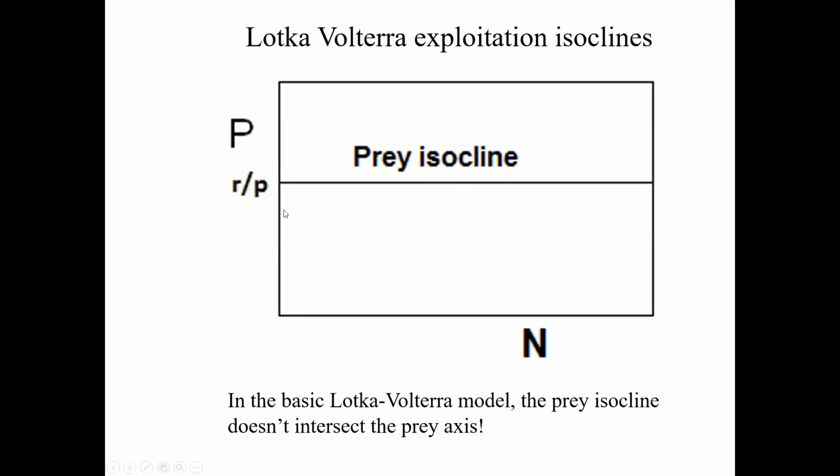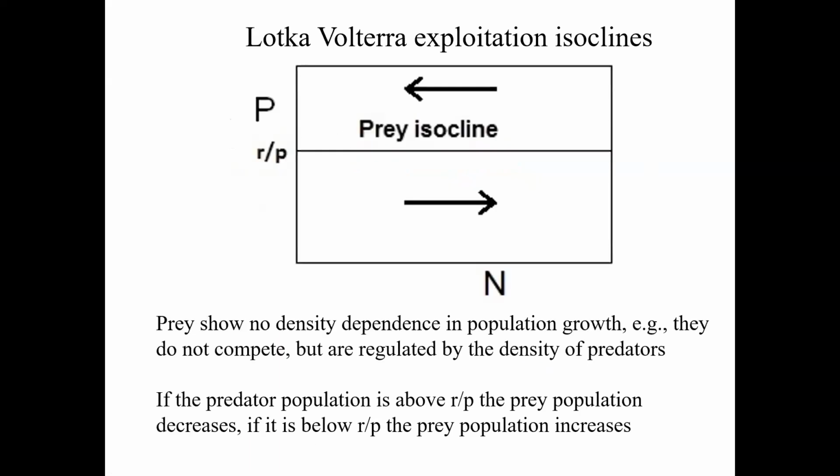Well, what that means is that if the predators are less than this number down here, then the prey can increase. And so they will just increase from left to right. If you have more predators than that, then the prey must decrease, and they will decrease from right to left. So you have a system of arrows going from left to right and from right to left. And there it is. And that's because we made the assumption that there's no density dependence, that predators control the prey exclusively. So this is what we get out of that basic model.